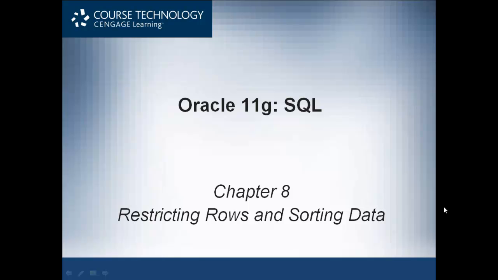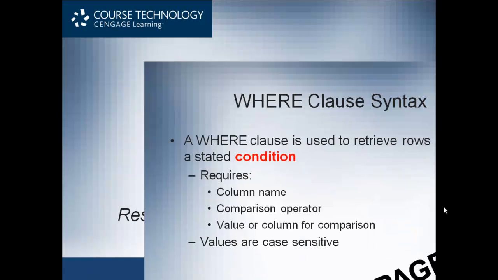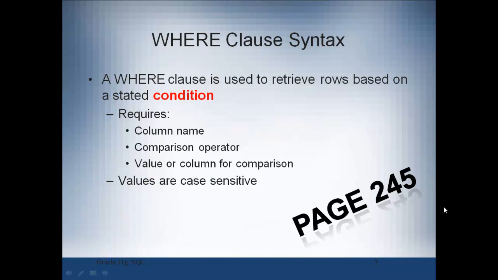Chapter 8 covers the topics of restricting rows and sorting data. By restricting rows, we mean instead of selecting every single record in the table, we're only going to retrieve rows based on a stated condition. Certain criteria has to be met before a record is returned as one of the results of your select clause. We restrict rows in the where clause of a select statement.